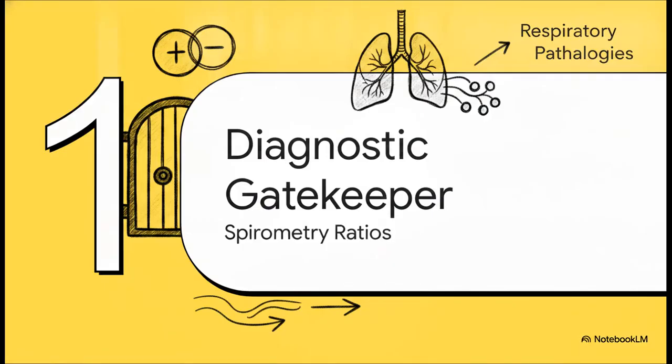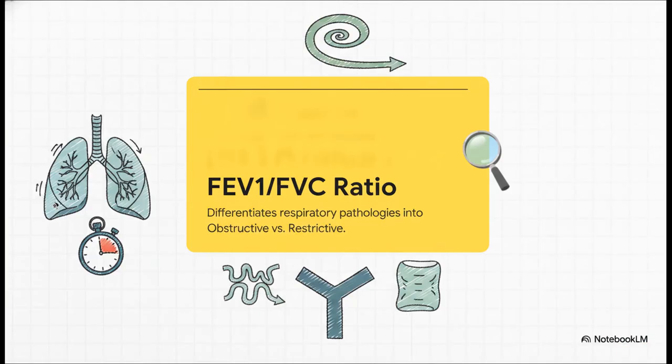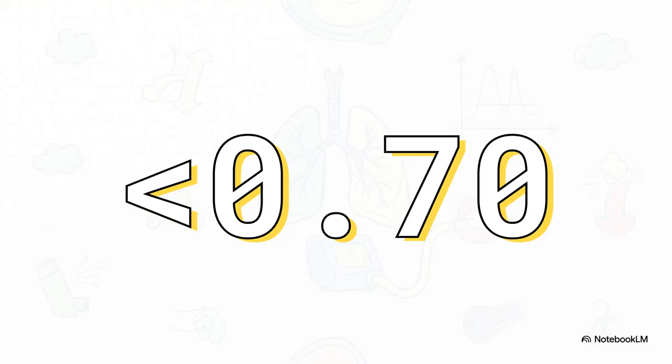All right, Section 1. The diagnostic gatekeeper. Mastering the fundamental ratios of spirometry. Okay, let's dive into this. The absolutely crucial point you need to grasp here is the FEV1 over FVC ratio. This ratio is basically the core physiologic principle of all spirometry. It's a volume-time measurement that's incredibly critical because, honestly, it serves as the golden rule for classifying a patient's breathing defect. It's that literal fork in the road that tells you, are we dealing with an obstructive pattern or a restrictive pattern here?